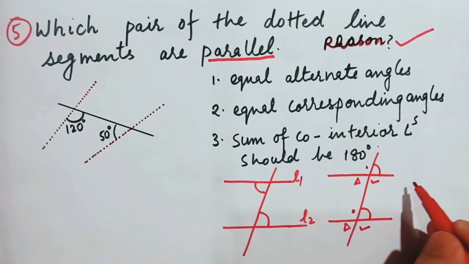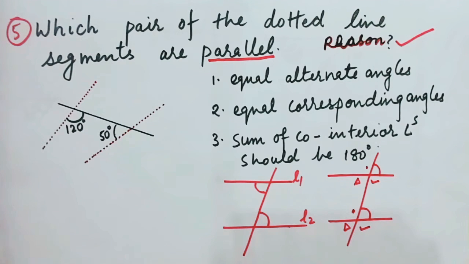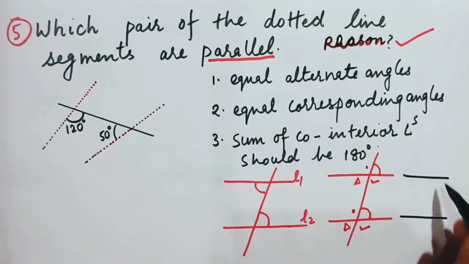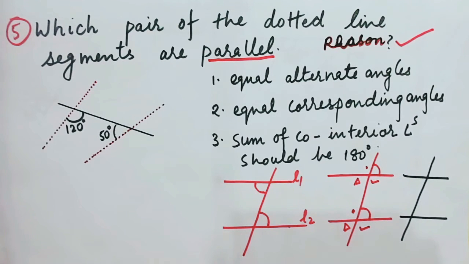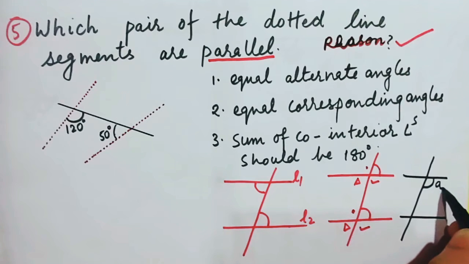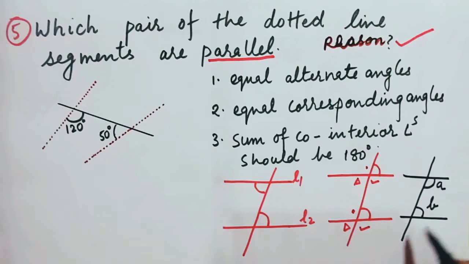The third most important part is the co-interior angles. This angle and this angle are co-interior angles. So if the sum of co-interior angles is equal to 180 degrees, we say that these two lines are parallel. Clear?